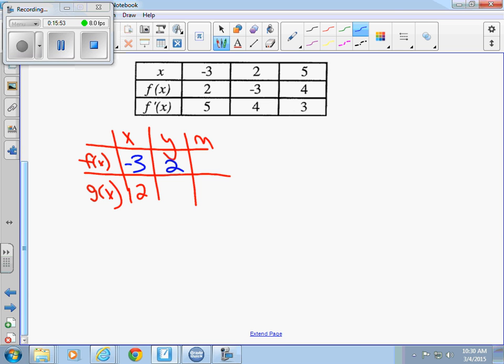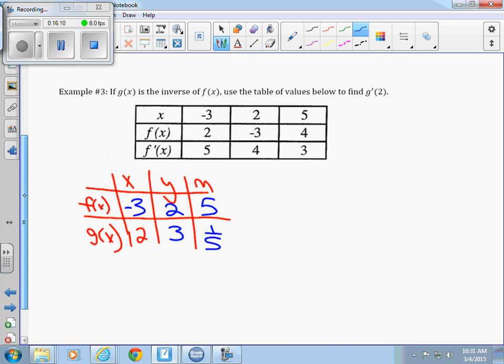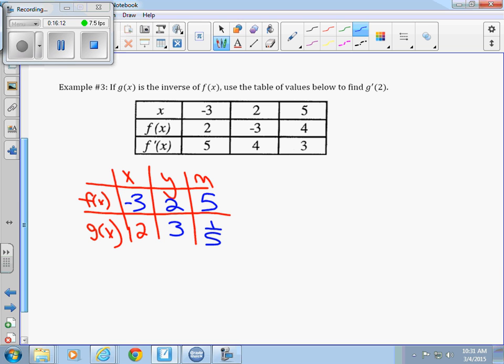Do you see how this could have been a really difficult problem without that table, trying to piece that together? I will show you the other way as well. The m will be 5. So, what is g prime of 2? G prime of 2, the slope, is 1/5.